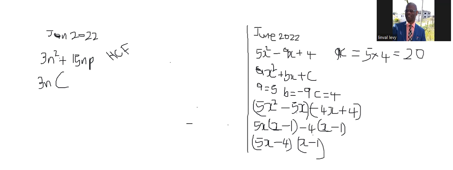So 3n, now remember n squared is equal to n times n. So if we take out one of the n, we are going to be left with one n. So that would be n plus 15 divided by 3 is equal to 5. The n cancels, we're left with p. All right, there you have it. So that's the January 2022 factorization question on the paper.